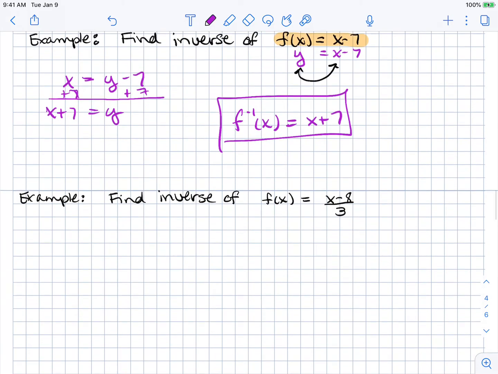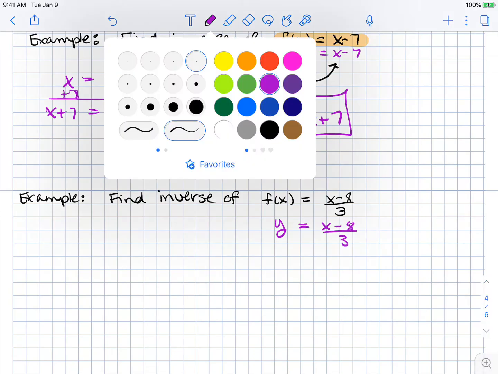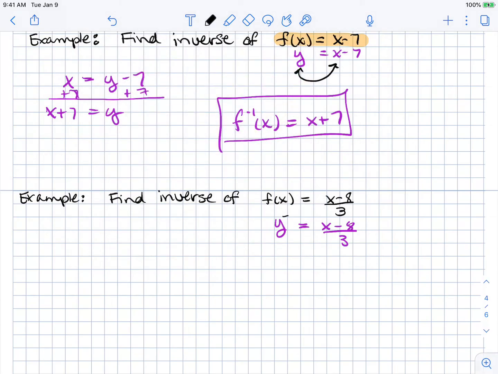I'm going to find the inverse of this one. I need to rewrite this with a y instead of an f of x, just so I can switch the x and y places. These need to switch. And I'm going to rewrite that over here and say that x equals y minus 8 over 3.